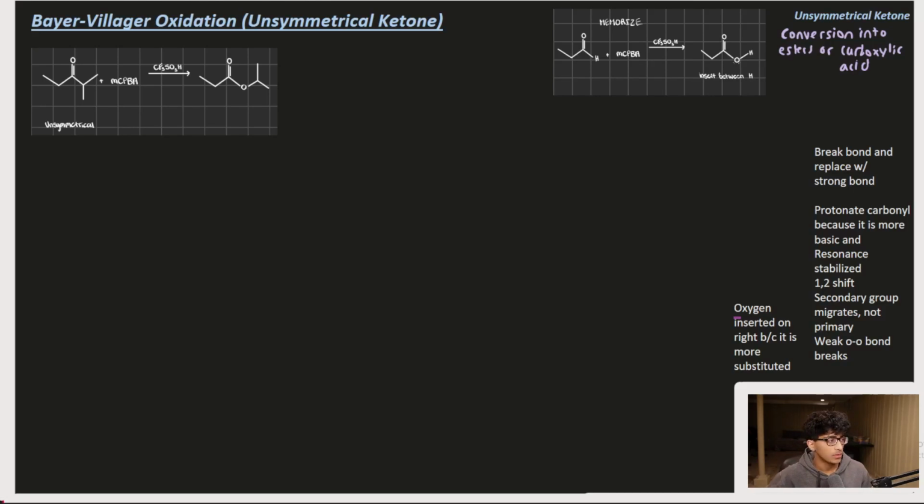Okay, we're going to be doing the Baeyer-Villiger oxidation. It's just the same reaction as the last one, but right now we're using an unsymmetrical ketone. So this is how this reaction is going to go.